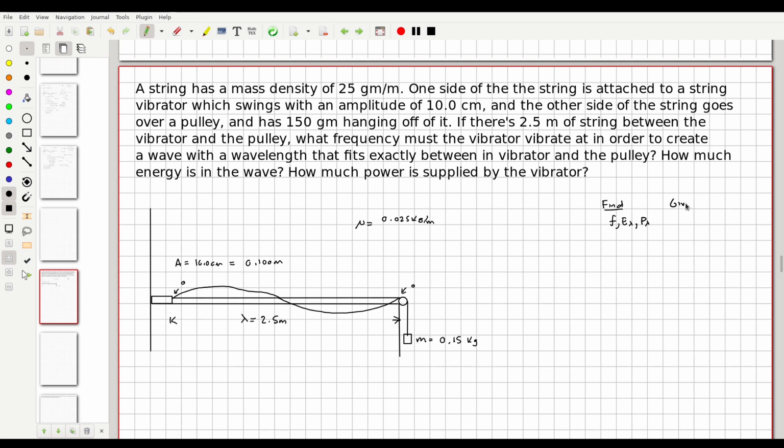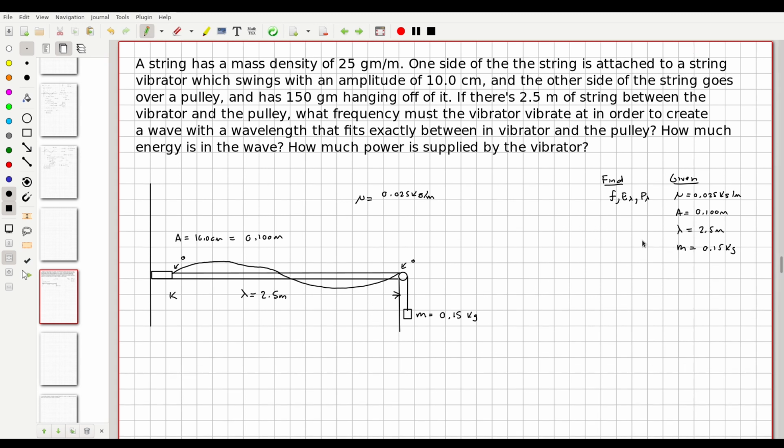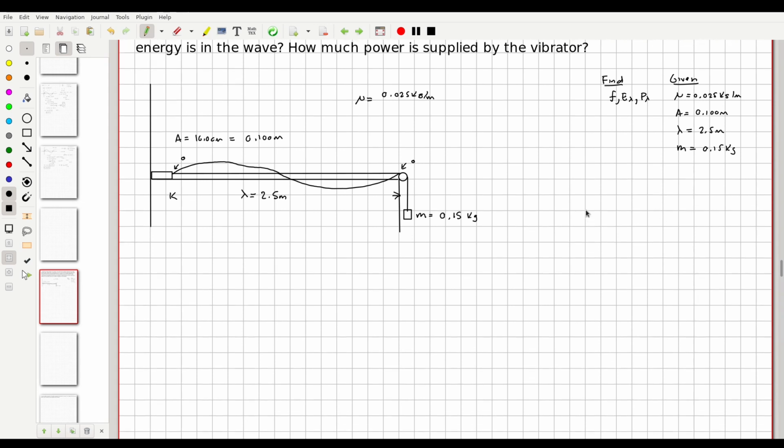Now we're given, like I said, quite a bit of information here. We have mu is 0.025 kilograms per meter. We have the amplitude, which is 0.100 meters. We have the wavelength, which is 2.5 meters. And we also have the mass that's hanging off the end, which is 0.15 kilograms. That's relevant to us because that's what's tensioning the string. So we have what we've been given, and we have what we're trying to find. So let's take a look at the problem.